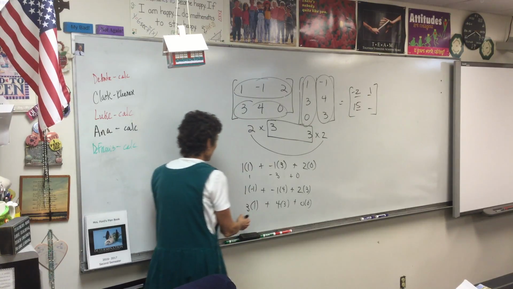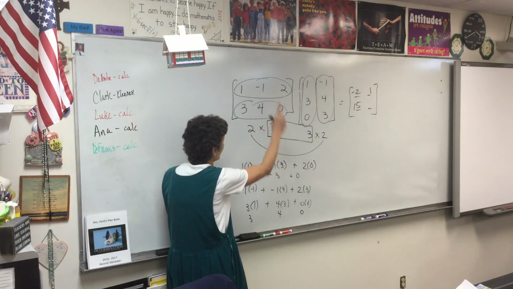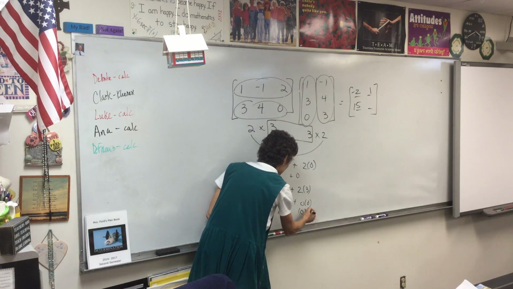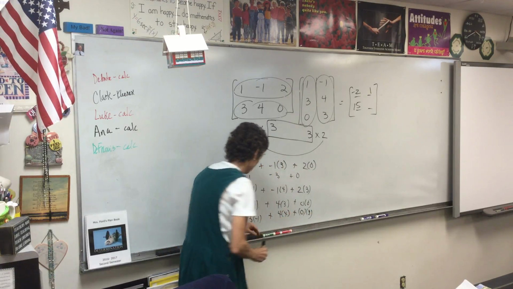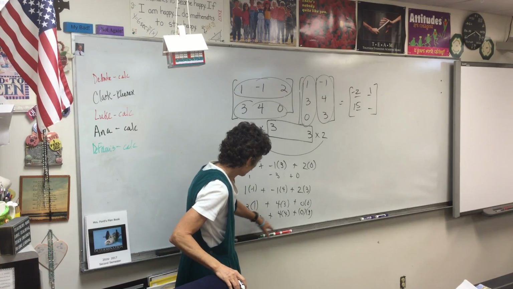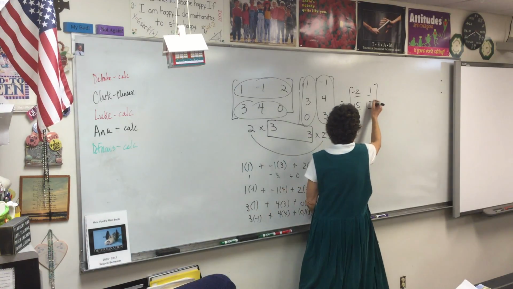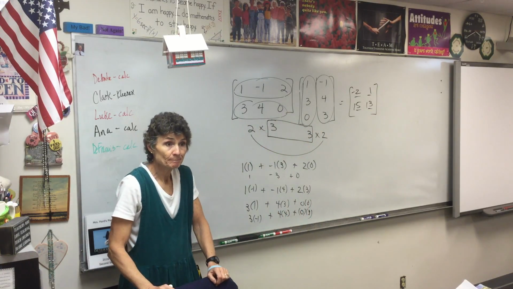And finally, row 2, 3, 4, 0, column 2, negative 1, 4, 3. So what's that? Negative 3 and 16, so 13. And there's the answer. Do you remember that from last time?